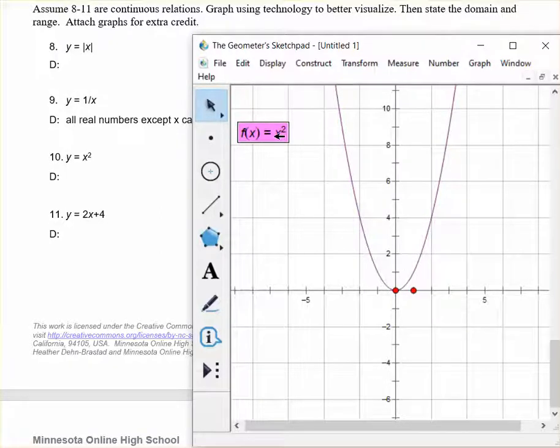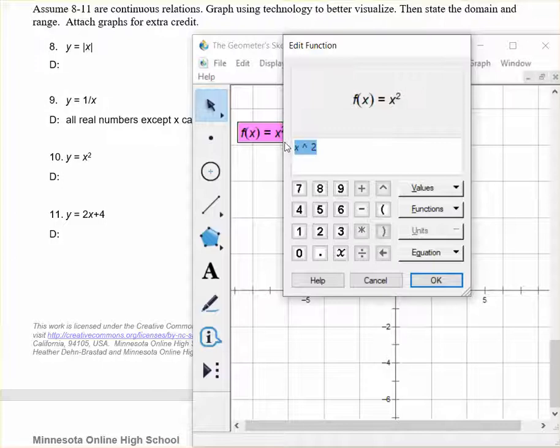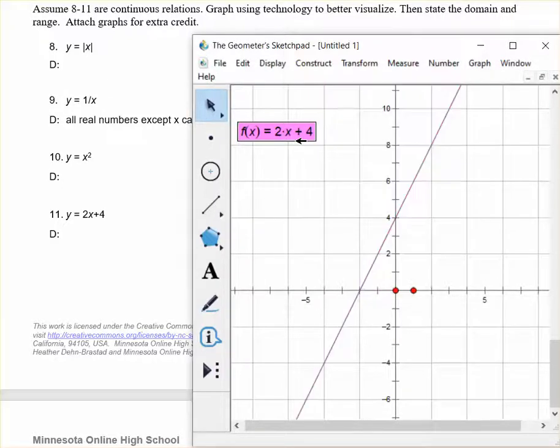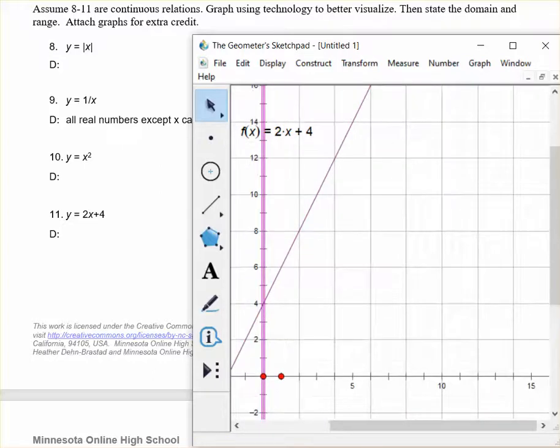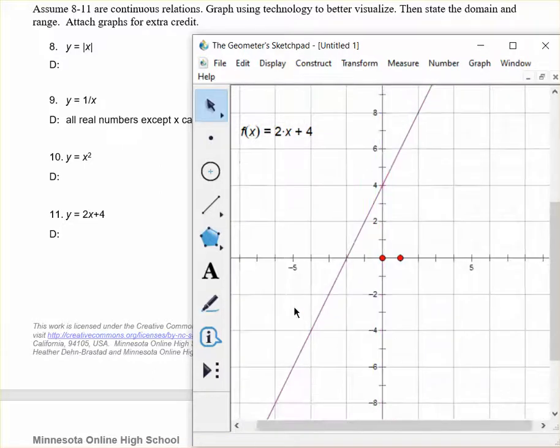And then number 11, that's a linear function. We've talked about these before. When you graph it, you'll probably find that there's nothing that x can't be and there's nothing that y can't be. So then you can write all real numbers for domain and range.